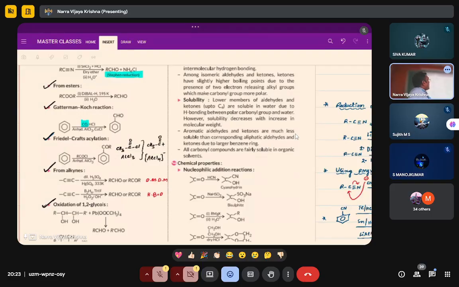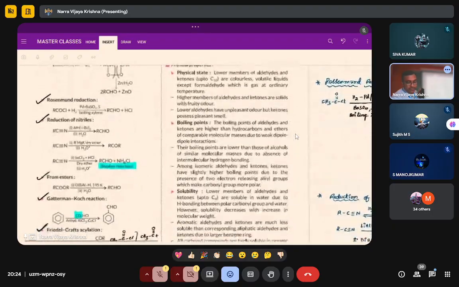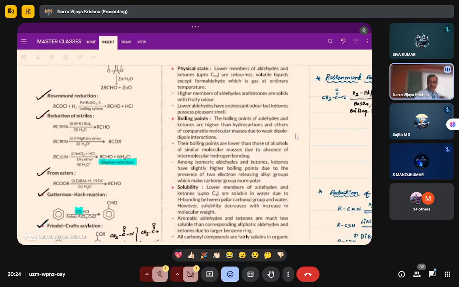Solubility. Lower members of aldehydes and ketones are soluble in water due to hydrogen bonding, but higher members are less soluble. As chain length increases, solubility decreases. Aromatic aldehydes and ketones are much less soluble than corresponding aliphatic aldehydes and ketones. All carbonyl compounds are fairly soluble in organic solvents like CCl4, diethyl ether, etc. Any questions regarding physical properties?